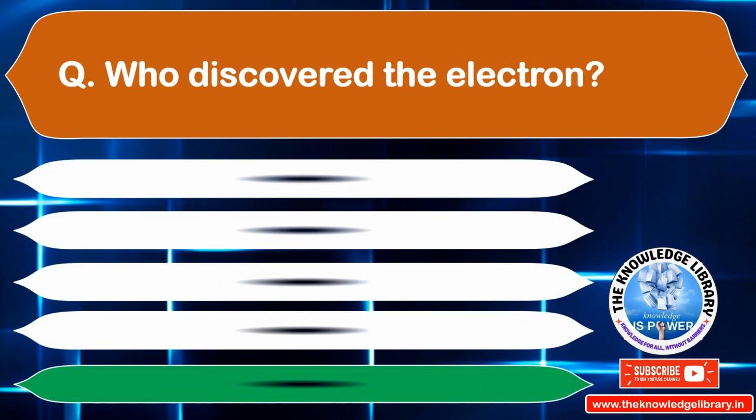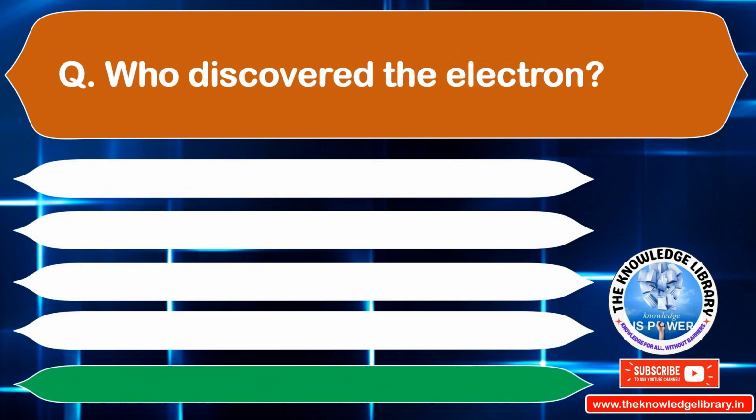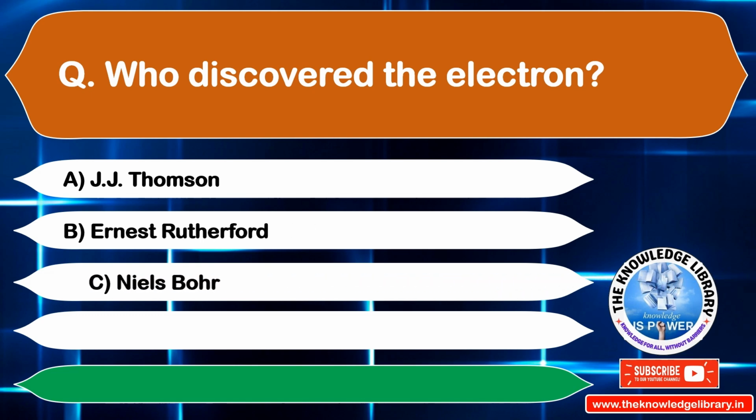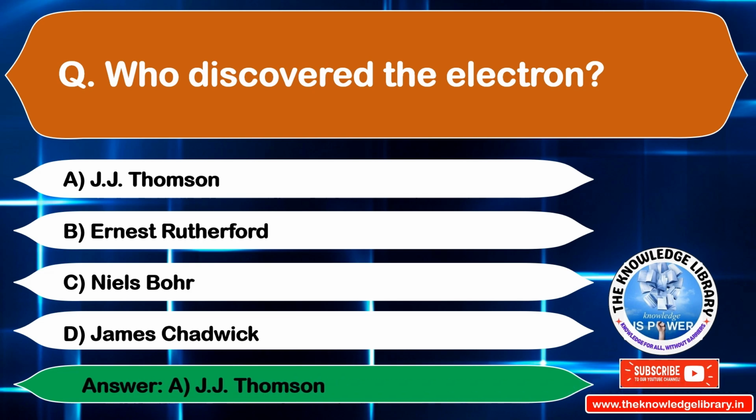Who discovered the electron? Option A. J.J. Thomson. Option B. Ernest Rutherford. Option C. Niels Bohr. Option D. James Chadwick. The correct answer is option A. J.J. Thomson. Move to the next question.